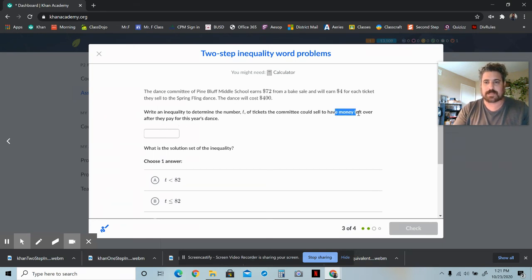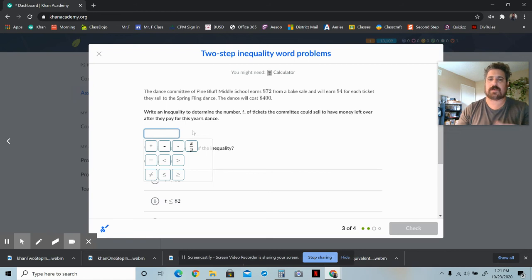Oh, be careful. Money left over. You've got to think about that carefully. First thing to think about is that the value 72 is a constant, right? They earned that from the bake sale. That's done. It has nothing to do with the tickets they sell. But they are earning an additional $4 for every ticket, so 4 times whatever variable they chose for the number of tickets sold, in this case T. So 72 plus 4T is the expression for the total amount of money they've raised.